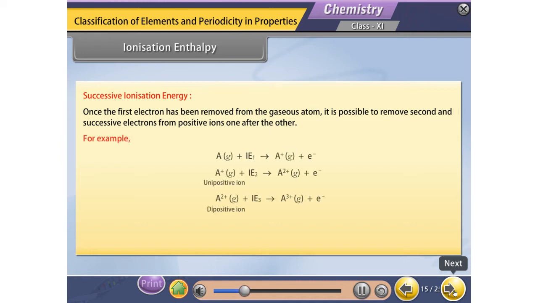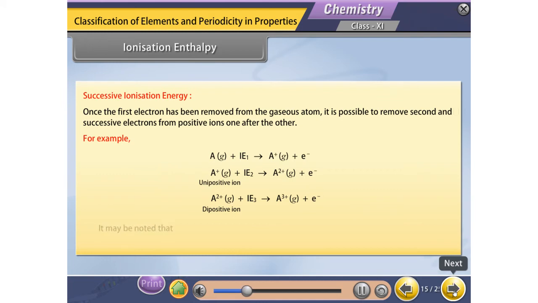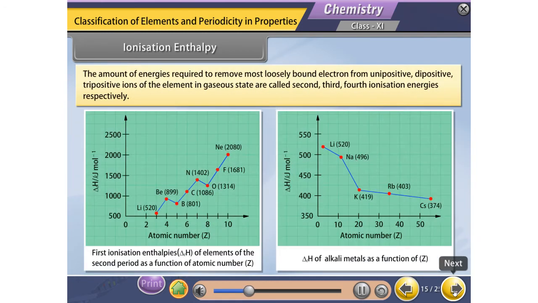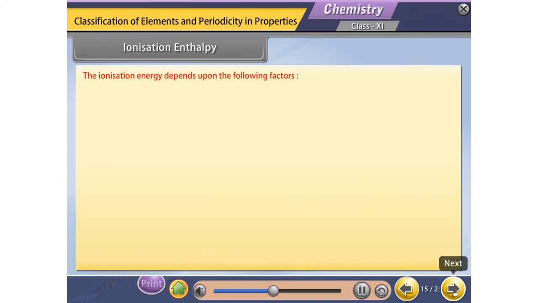For example, the amount of energy required to remove the most loosely bound electron from unipositive, dipositive, and tripositive ions of the element in the gaseous state are called second, third, and fourth ionization energies respectively. It may be noted that ionization energy 3 is greater than ionization energy 2, which is greater than ionization energy 1. The ionization energy depends upon the following factors.